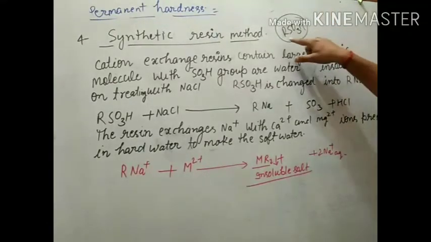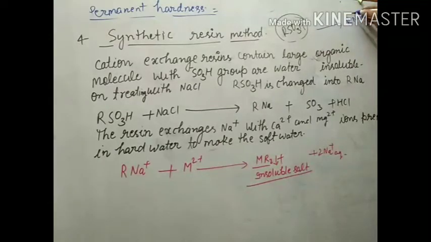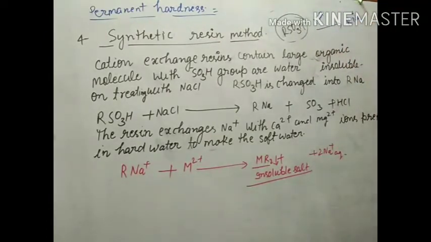It has a large organic molecule and insoluble SO3H. So we convert it into RNa by treating it with NaCl. When it is treated, it changes into this, and in this form it is used.